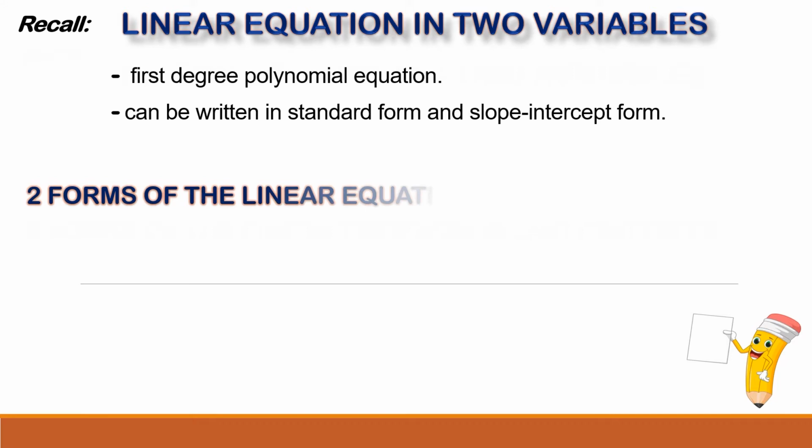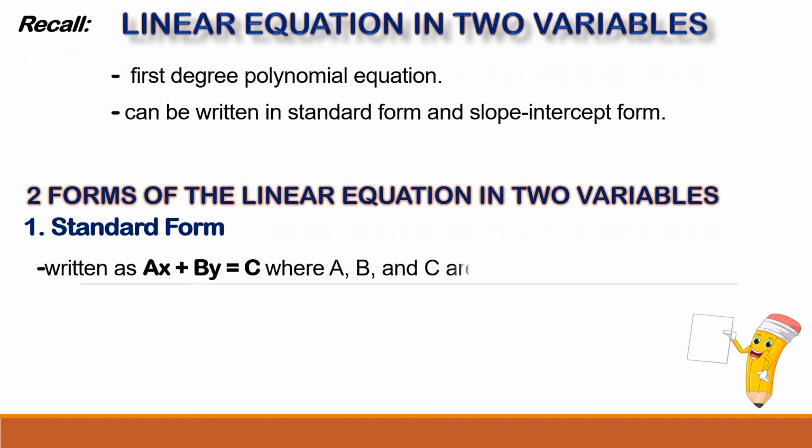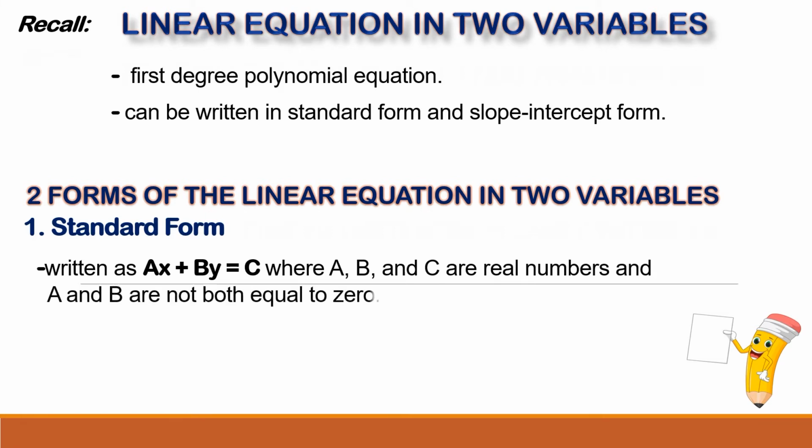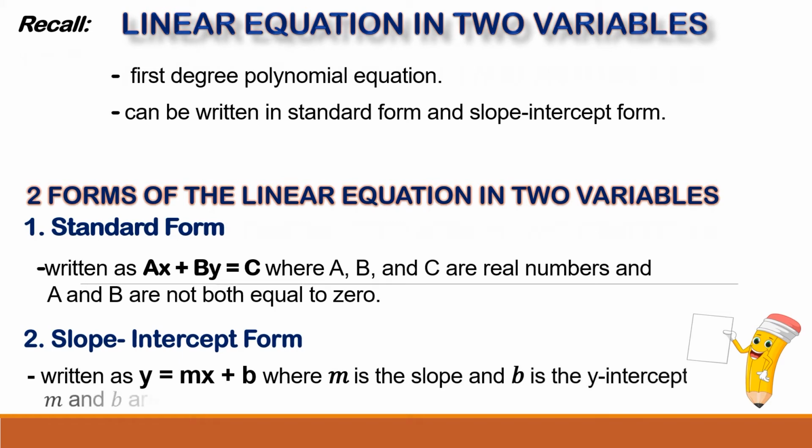So what is the standard form of the linear equation in two variables? This can be written as ax plus by equals c, where a, b, and c are real numbers and a and b are not both equal to 0. And for the slope-intercept form, this can be written as y equals mx plus b, where m is the slope and b is the y-intercept, and m and b are real numbers.